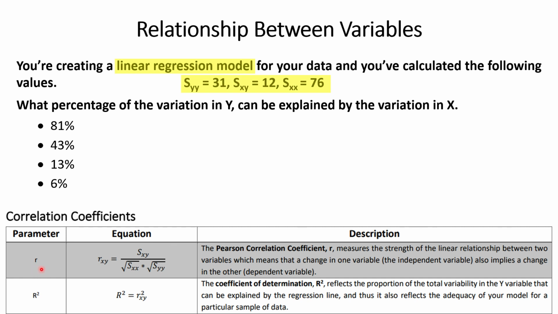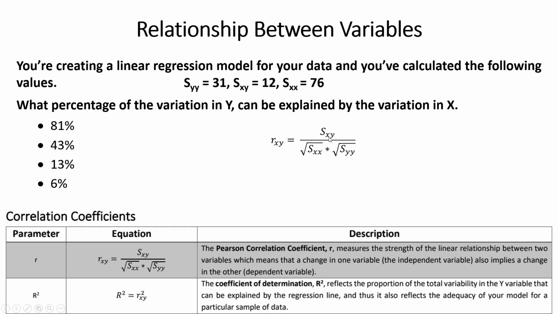There's the Pearson correlation coefficient and the coefficient of determination. And if we read these and we're familiar with them, we know that the coefficient of determination, or R squared, reflects the percentage or the proportion of the total variation in Y that can be explained by the variation in X. So obviously to calculate R squared, we have to calculate R.